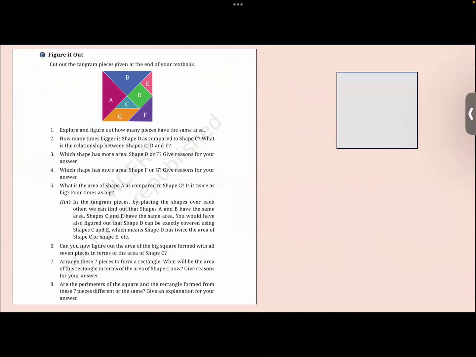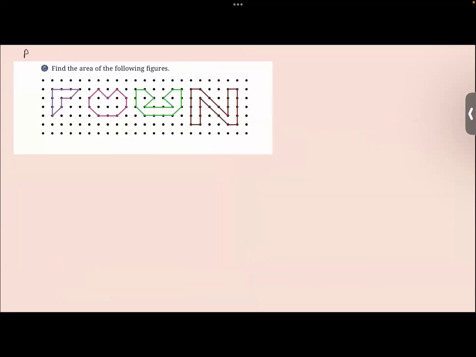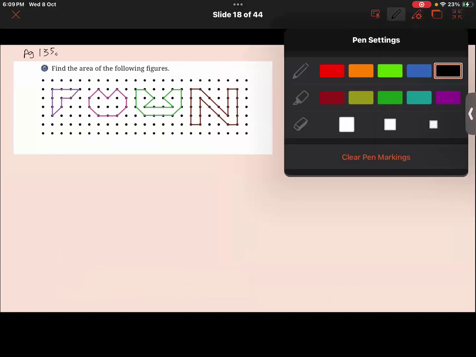Okay. So from the NCERT, I believe till page number 136, we have done some important questions. By the way, there was this question from page 135 also. Find the area of the following figures. So we have to find the area of the following figures here.